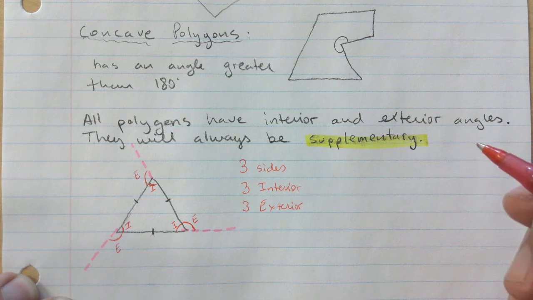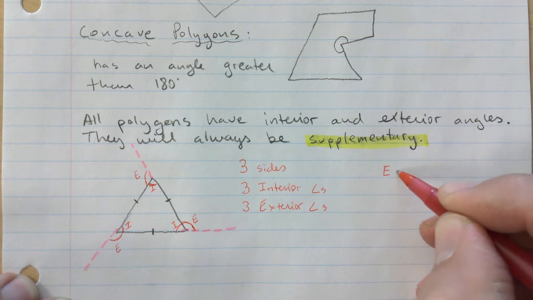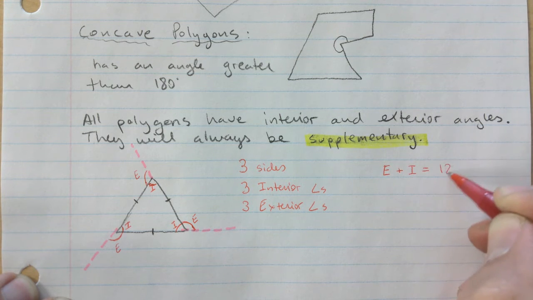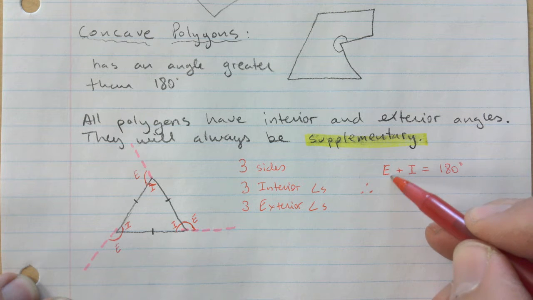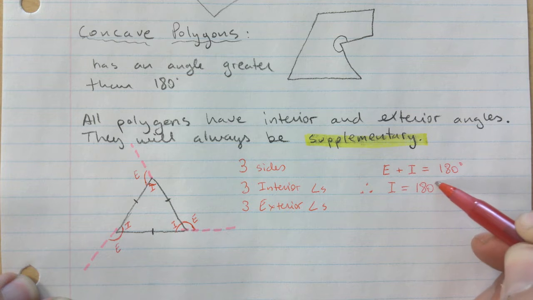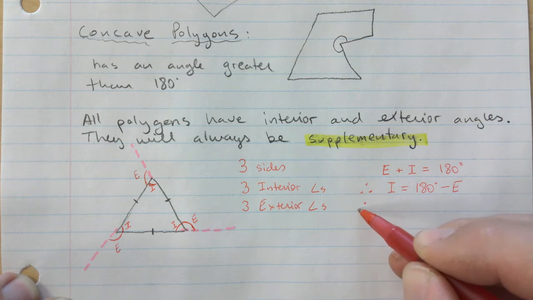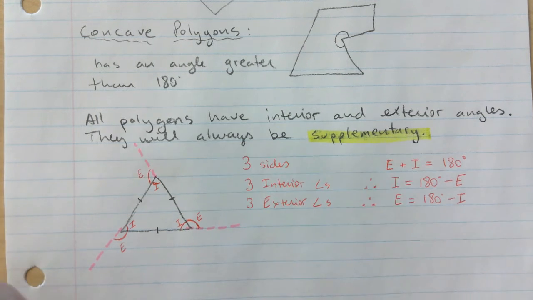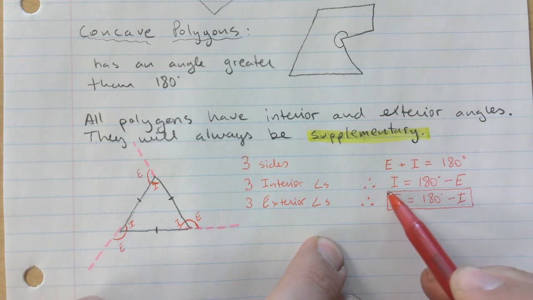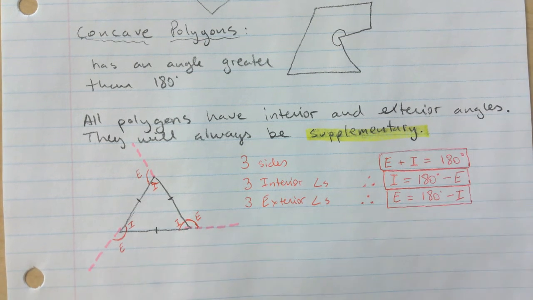We also know that, let's do angles, right? We know that exterior angle plus interior angle will always be 180 degrees. Therefore, let's say you know the exterior angle, you could find the interior angle by just going 180 minus E. Or, if you know the interior and you want to know the exterior, you do the same thing. These I will box in. They're important to know.